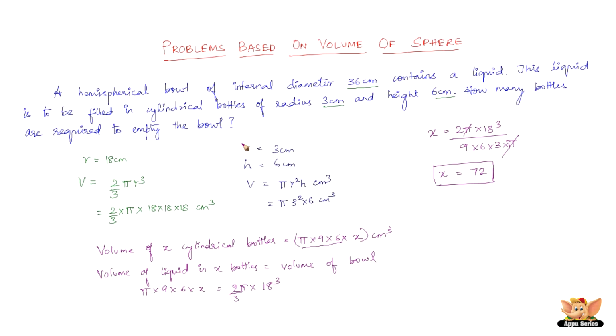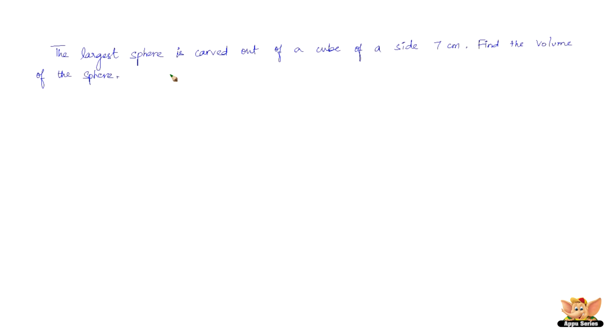Now let us solve another problem. The largest sphere is carved out of a cube of side 7 centimeters. We need to find the volume of the sphere. So this is nothing but the volume of the sphere that is carved out of the cube should be equal to the volume of the cube. So we just have to equate the volumes and therefore find the volume of the sphere.